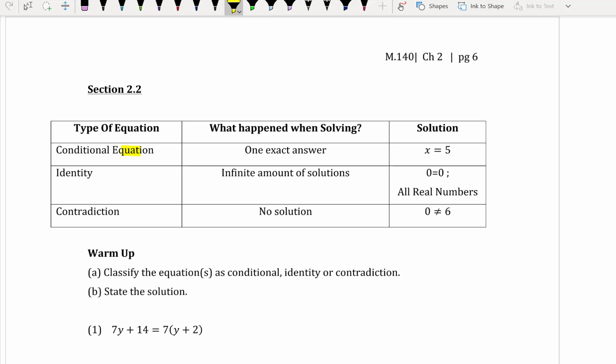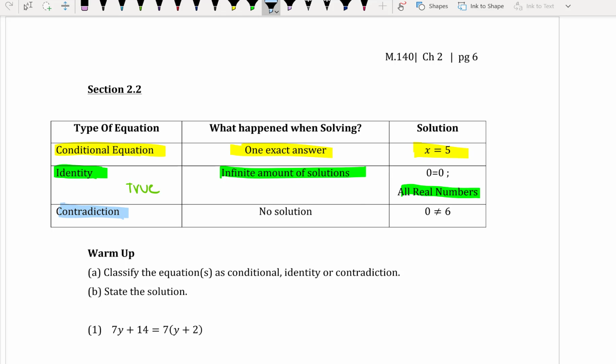If I am talking about a conditional equation, it has one exact answer, so you have the variable equal to some number. If you have an identity, that means you have a true statement. So you have an infinite amount of solutions, and the solution is going to be all the real numbers. If you're looking on the number line, it would be like -10, -100, 0, 2, 10, 15, right? There's all the real numbers that's going to make it true.